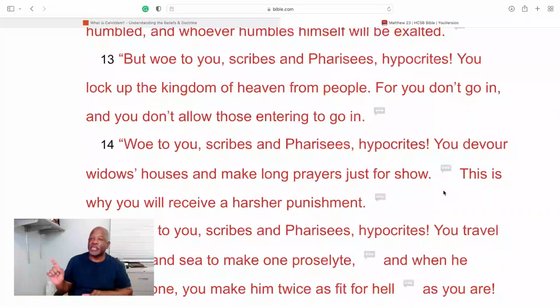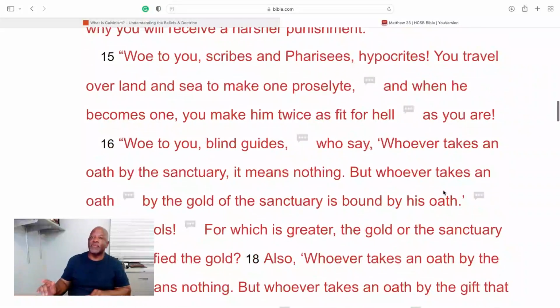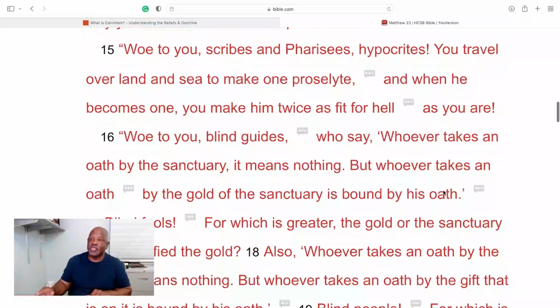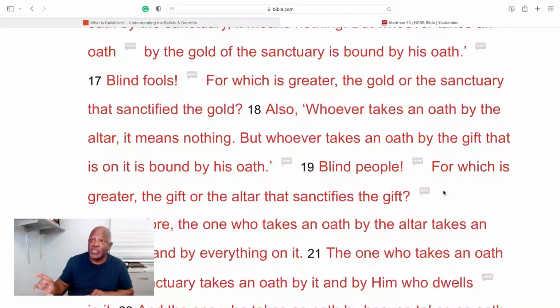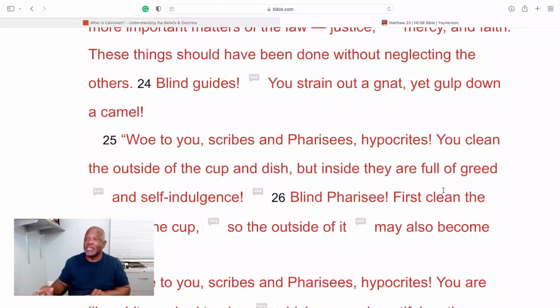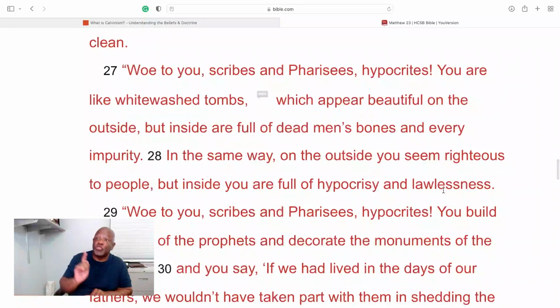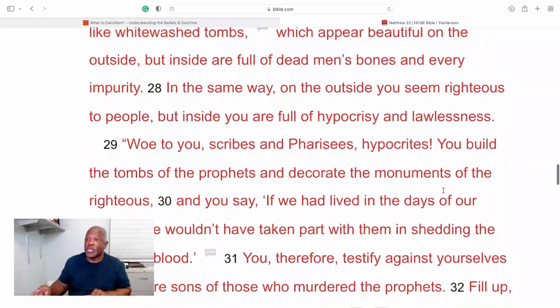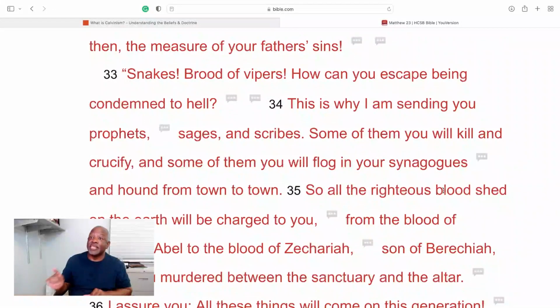Let's go down. But woe, verse 13, but woe to you, scribes and Pharisees, hypocrites. Woe to you, verse 14, scribes and Pharisees, hypocrites. 15, woe to you, scribes and Pharisees, hypocrites. And then he says, woe to you, blind guides, blind fools, verse 17. Verse 23, woe to you, scribes and Pharisees, hypocrites. Verse 24, blind guides. Verse 25, woe to you, scribes and Pharisees, hypocrites. Verse 27, verse 29, woe to you, scribes and Pharisees, hypocrites. Verse 33, snakes, brood of vipers. Who? Scribes and Pharisees. Now look at verse 34.